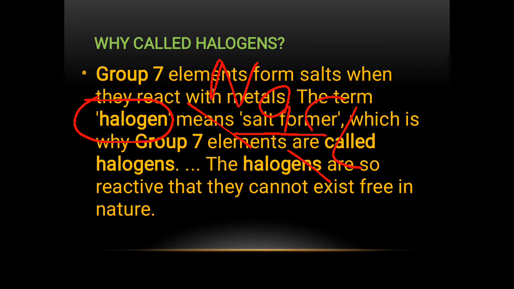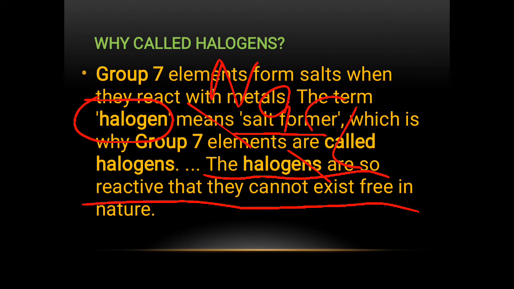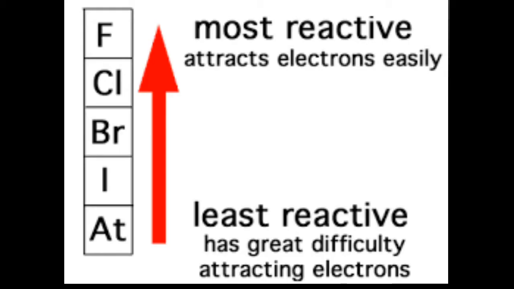The next thing, that they are very reactive elements and they do not exist in the free state. Means naturally they are always found in their combined state in the form of salts or other compounds. So we see the reactivity is decreasing down the group. So we are finding the most reactive halogen on the top and the least reactive or the most stable among halogen is at the bottom.